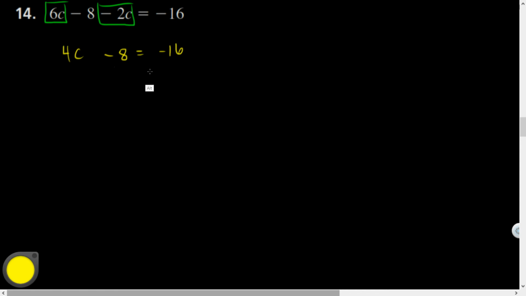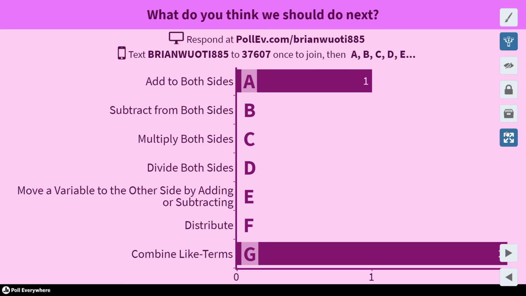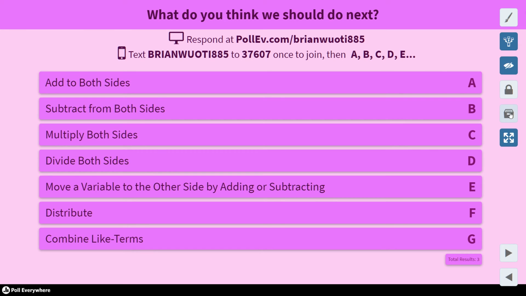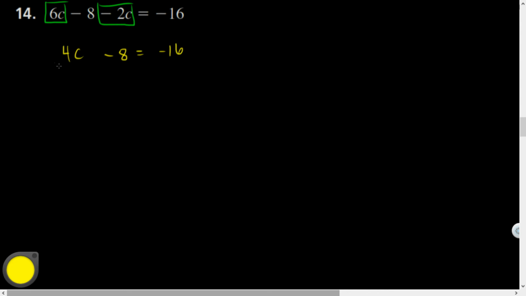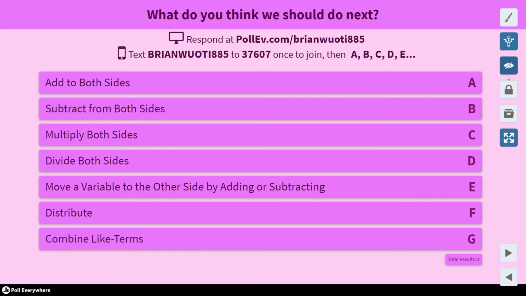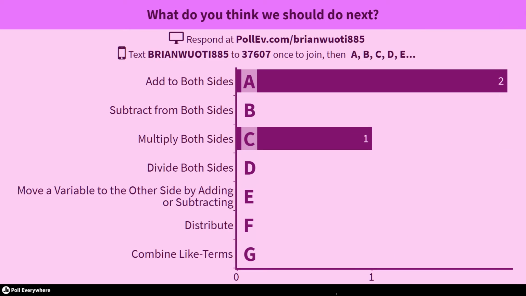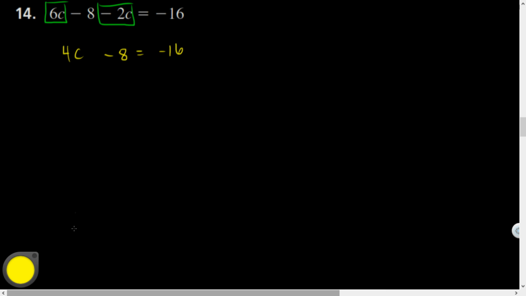All right, 4c minus 8 equals negative 16. Let's vote. What is the next move? I just cleared it. What is the next move? I could deal with the multiply by 4 or the minus 8. Hopefully we're going to get more and more closely to a consensus. Ooh, I like this. Add to both sides. Add to both sides. I'm a fan.